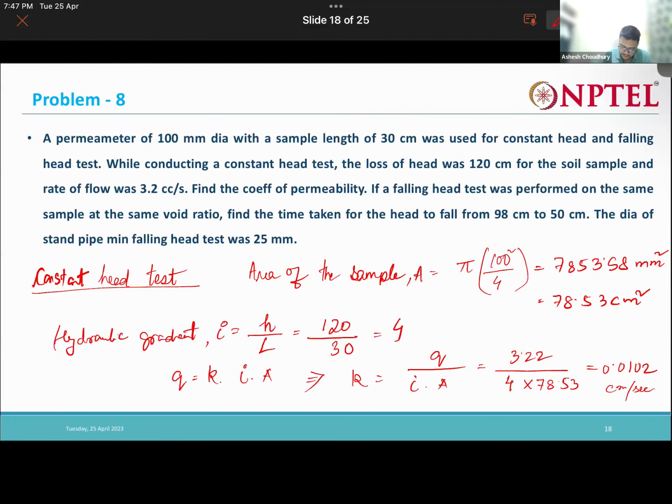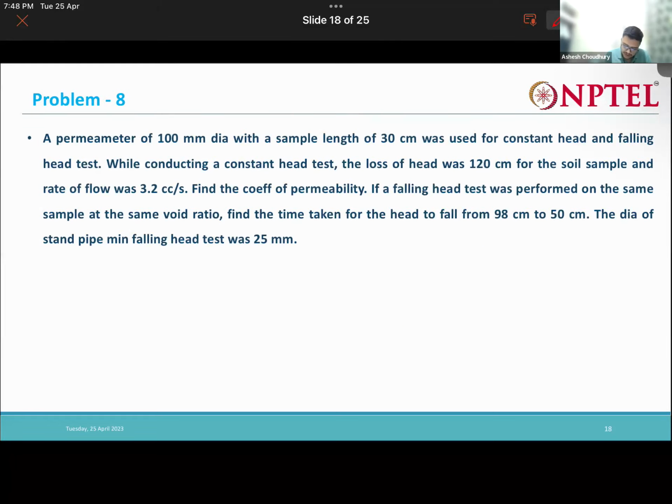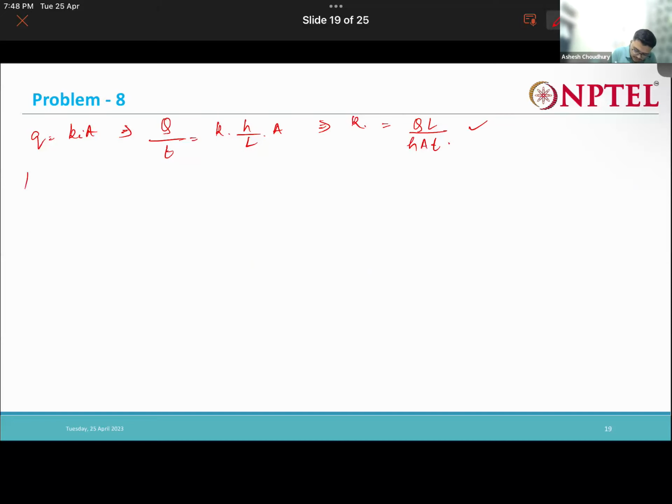So we got the result from the constant head test. Now the next part is our falling head test. So what is the area? Here the diameter of the standpipe is given, so let's find that.